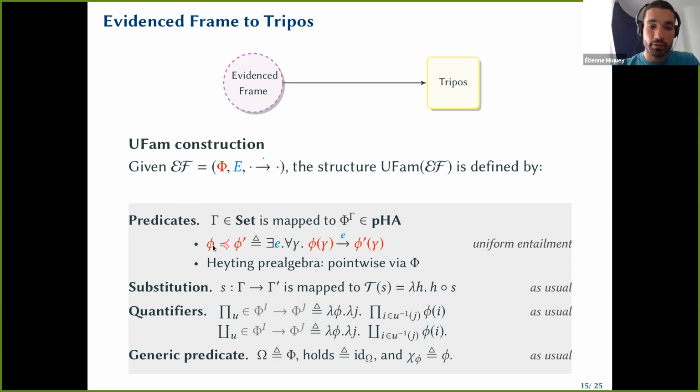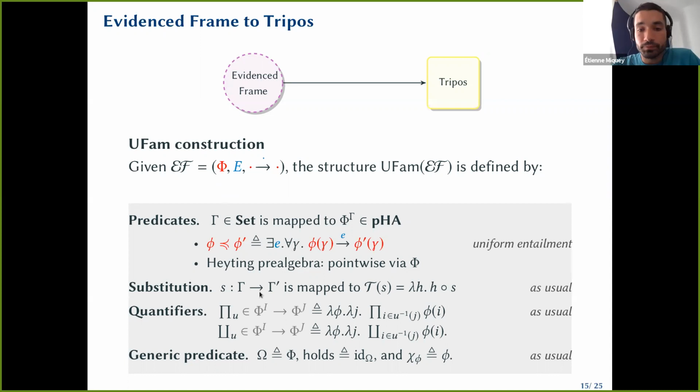And we say that phi is lower than phi prime if there exists an evidence that uniformly relates phi to phi prime, meaning it's a valid realizer for any possible instantiation of the variable in phi and phi prime. So that's the usual uniform entailment relation that is defined in realizability. And then to get the structure of a Heyting pre-algebra, we do it pointwise with the structure we have in the set of propositions. So we have the conjunction and so on. And then the rest of the definition is as usual.